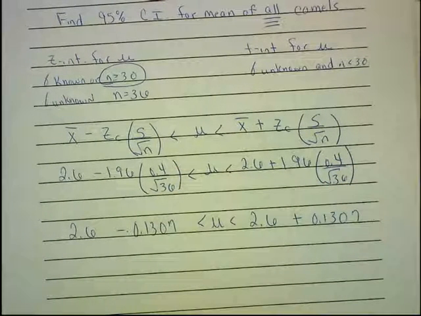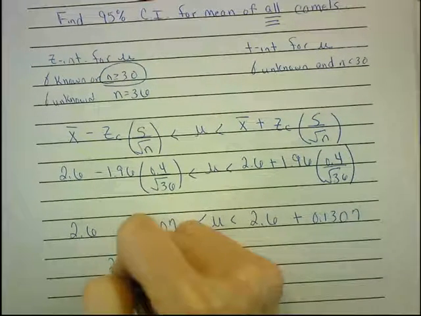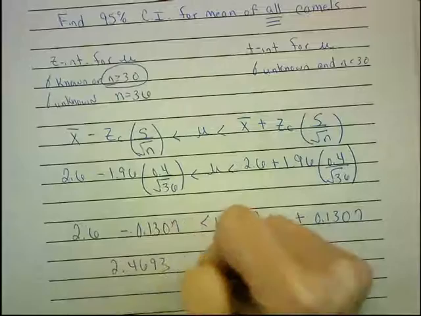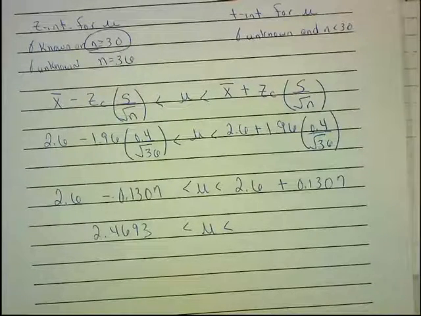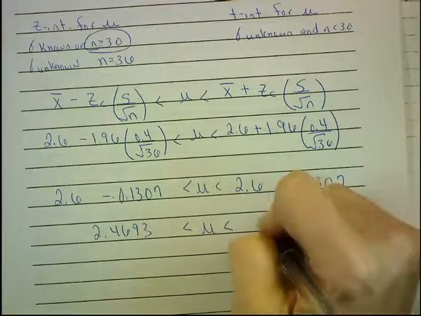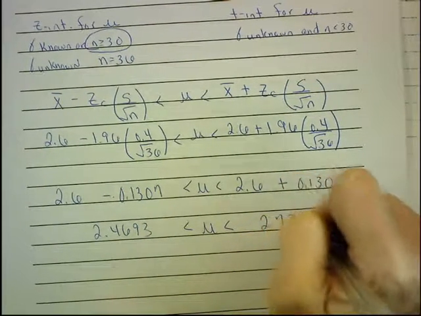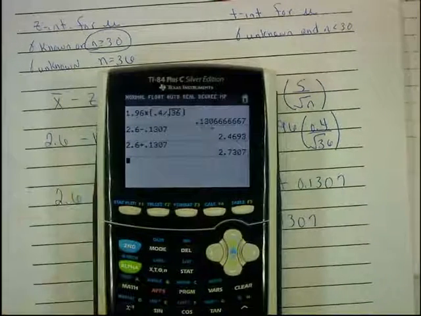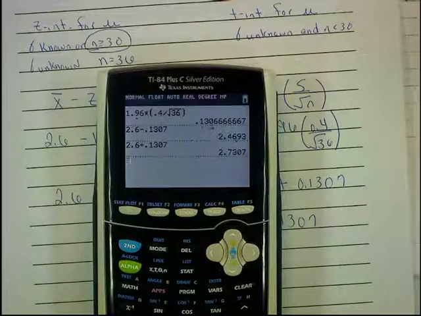0.1307. Subtract from 2.6 and you get 2.4693. Add to 2.6 and you get 2.7307, and you can see what my calculator looks like. So 2.6 minus e, 2.6 plus e.